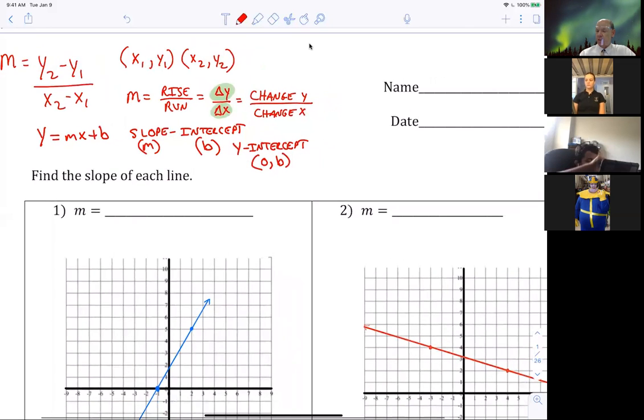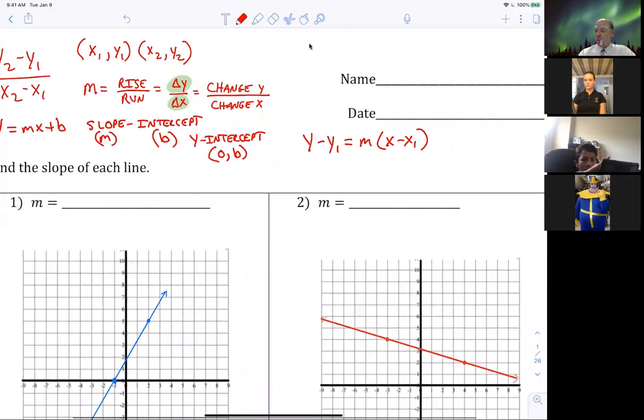Now the next was what Morty had alluded to. y minus y1 equals m times x minus x1. What is that called, Morty? Yes. That is called point slope. Why do you think they call it point slope? That's exactly right. They call it point slope because you're given a point and you're given a slope.